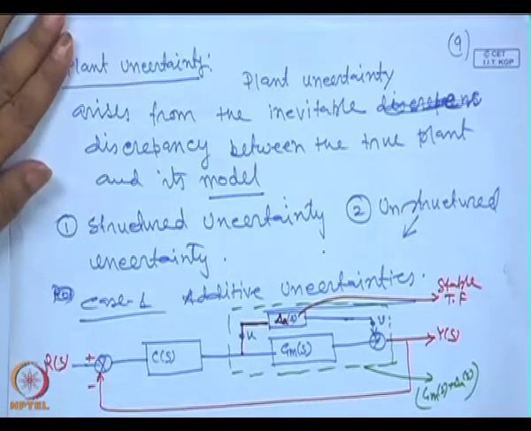Next we considered the plant which is equivalently modeled by G M, and the controller is designed based on the plant model. If there is an uncertainty in the plant model, meaning a discrepancy between the plant model and the actual plant, then whether the controller designed based on the plant model will stabilize the system or not, that we are going to study in this lecture.